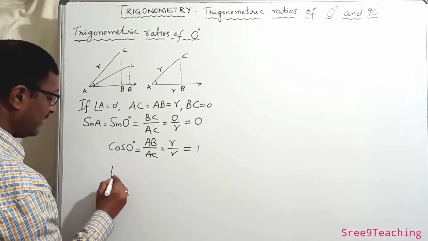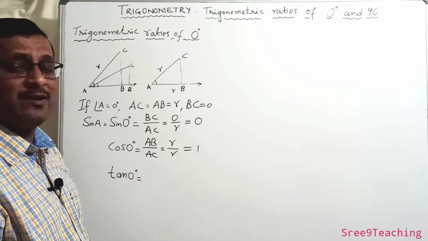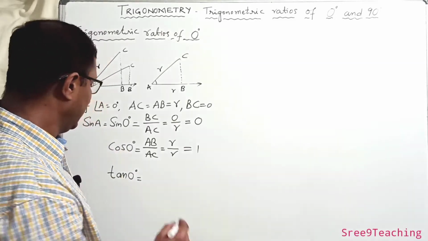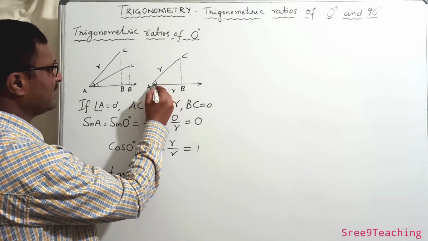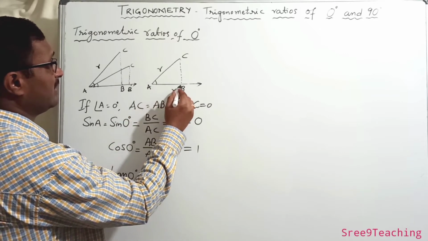Let us find tan 0. What is the value ratio for tan? Opposite side by adjacent side. Now tan 0. We considered angle A equals 0. Hence when it is 0, then what is the opposite side?